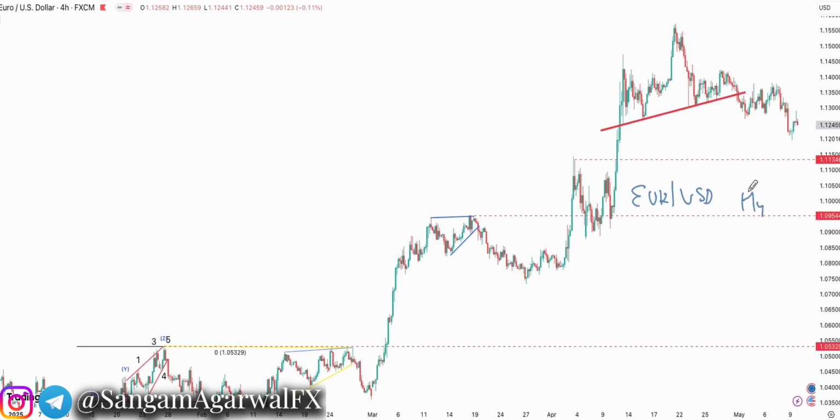EURUSD H4 time frame: that head and shoulder chart pattern, neckline breakdown, retest as a triangle chart pattern, then a new lower low. So if price goes up, you will see a counter trend correction, with a downside target at a clear static support level.